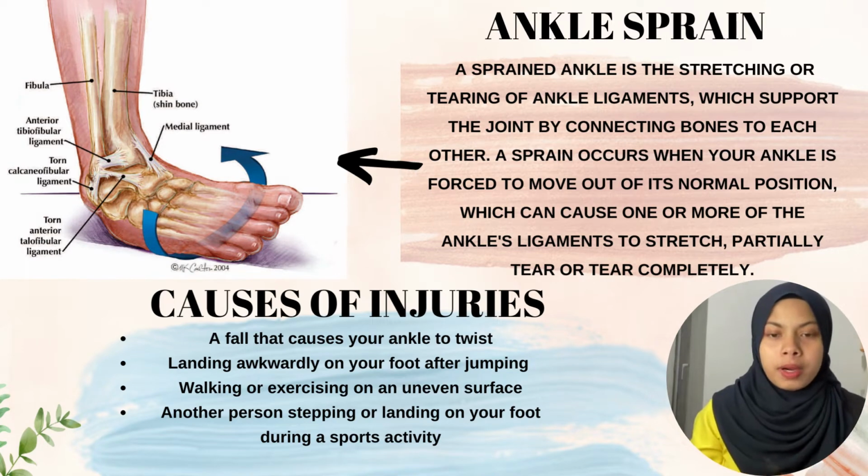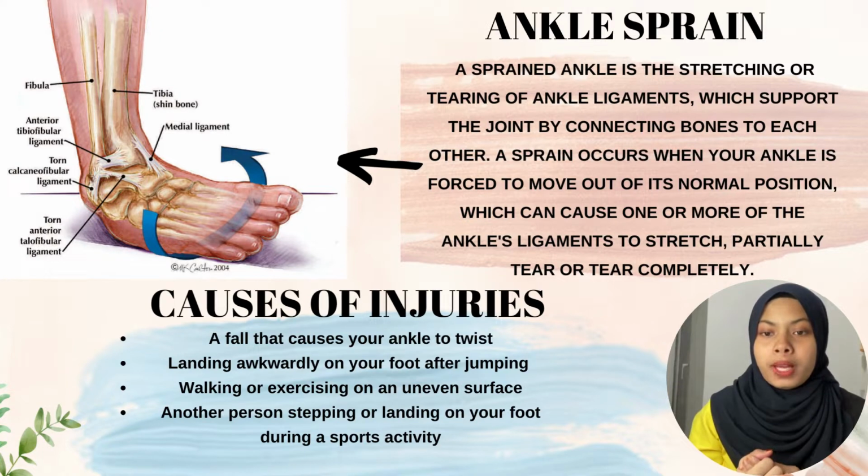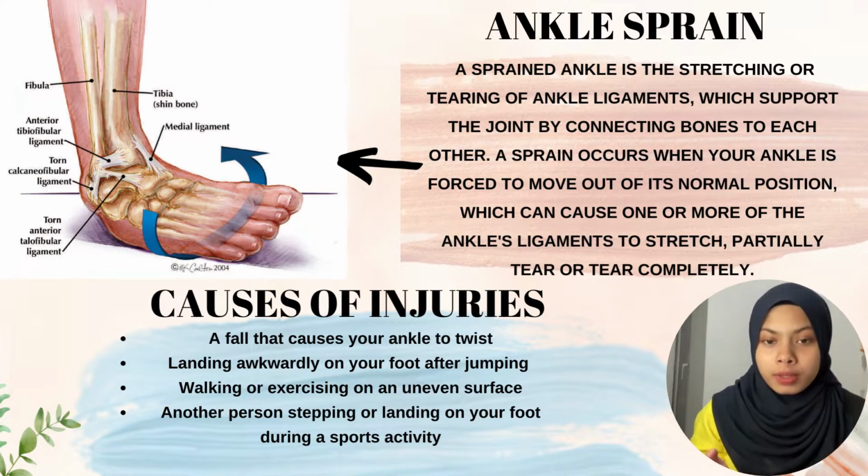Next, we are going to talk about ankle sprain. As you know, ankle is one of the most complex and heavily used joints in the entire body. So a sprained ankle is the stretching or tearing of ankle ligaments, which support the joint by connecting bones to each other. A sprain occurs when your ankle is forced to move out of its normal position, which can cause one or more of the ankle's ligaments to stretch, partially tear or tear completely.